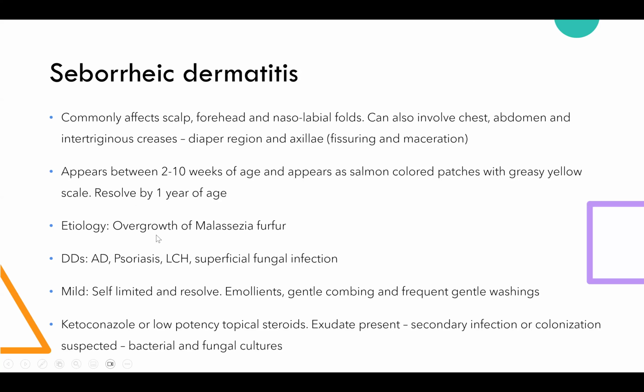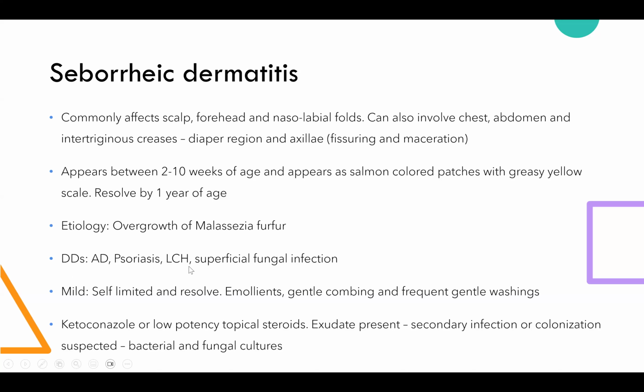This is also caused by overgrowth of Malassezia furfur and a subsequent inflammatory reaction against this fungus. Differential diagnoses include atopic dermatitis. However, as opposed to atopic dermatitis, which develops by 3 to 6 months, seborrheic dermatitis has an earlier age of onset, and it involves the scalp more than atopic dermatitis. It can also be confused with psoriasis, which is relatively rare in the newborn period.